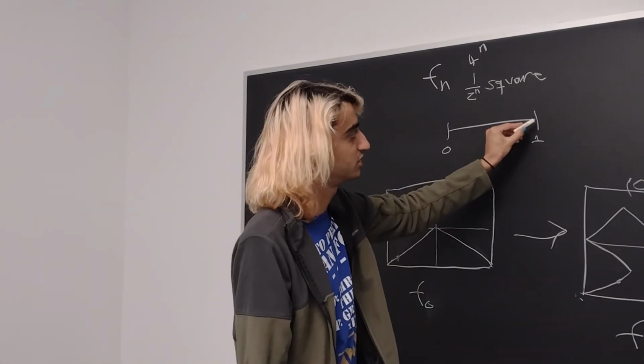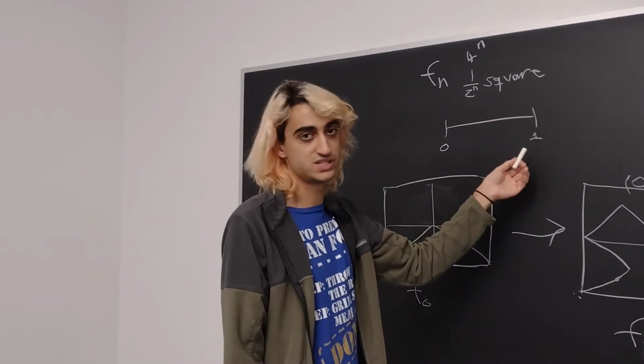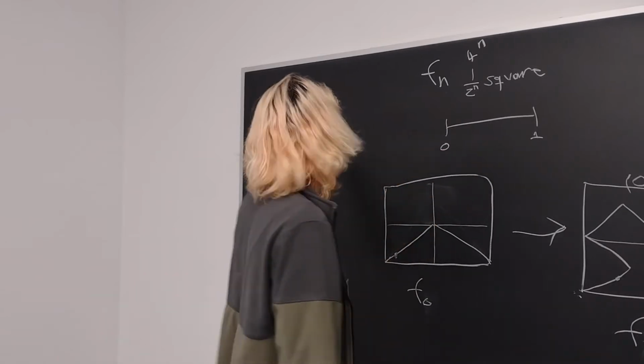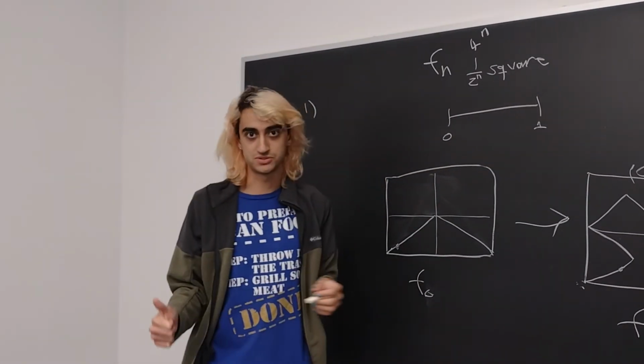Points are going to get really, really close, arbitrarily close to 1. They're never actually going to hit 1. That means 1 is a limit point. So that means this open interval is not closed. But if we include 0 and 1, then it becomes closed.